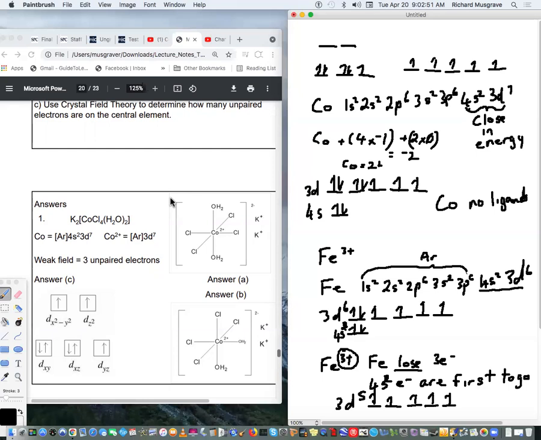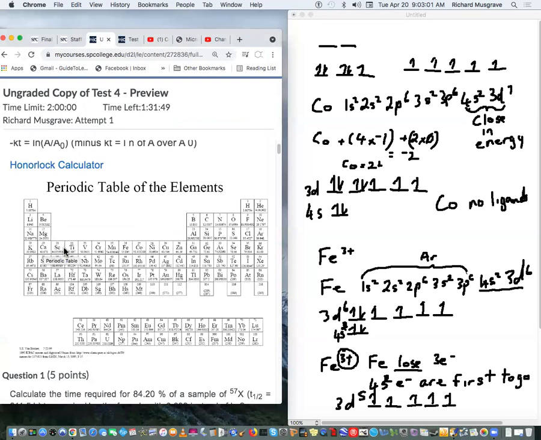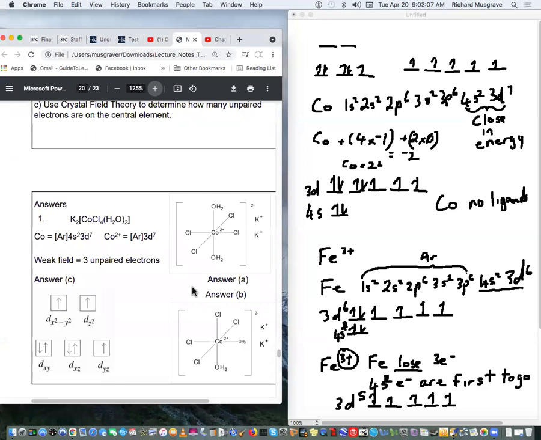So then Co would be 4s2 3d7. So 4s2 and then 7 because it's 27, right? And then the 4s electrons are the first to go, so it's 2+. So we lose both 4s electrons. We're left with 7 electrons to put in.